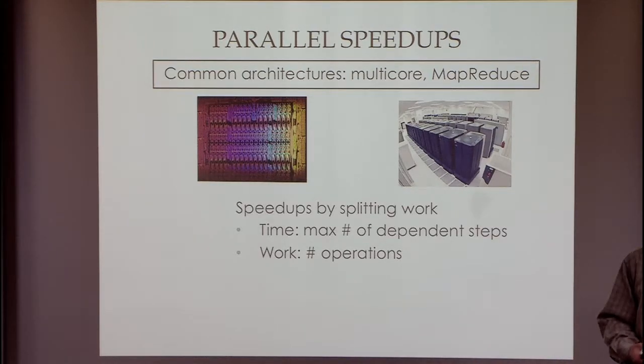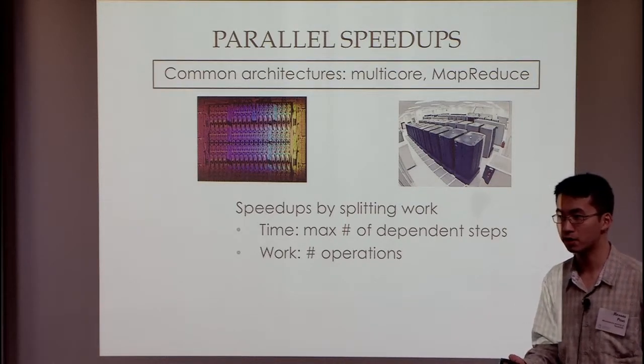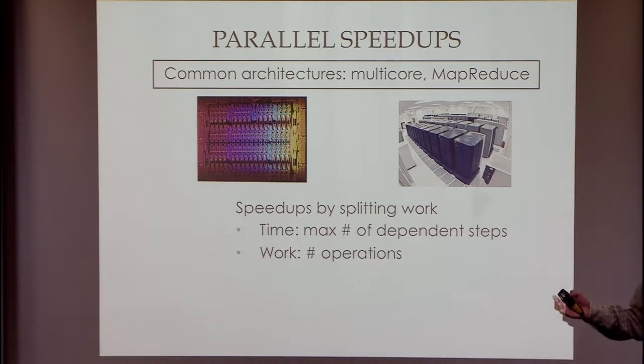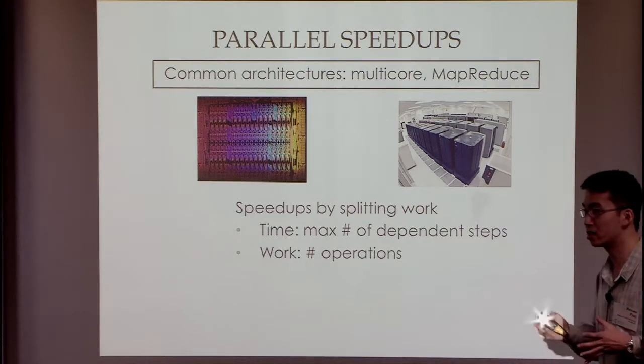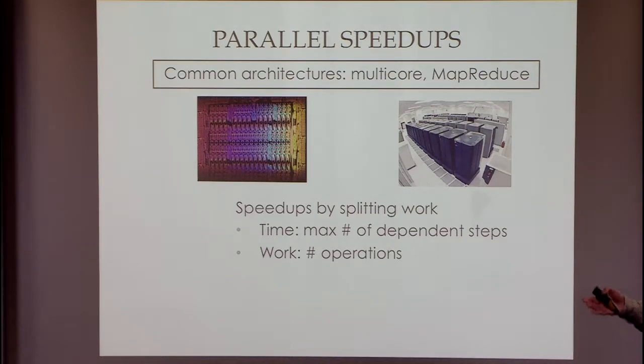The general idea is that if I have multiple CPUs, I can just split work. Or if I have multiple machines, I can reduce my work by splitting it among the machines. Of course, the total amount of work doesn't decrease. So that's the notion of work. But the limit to which you can split up the parallel computation is the maximum number of dependent steps. This is known as parallel time or parallel depth.